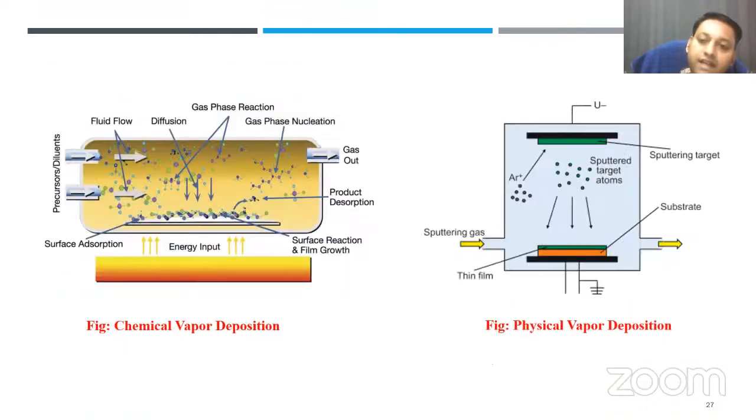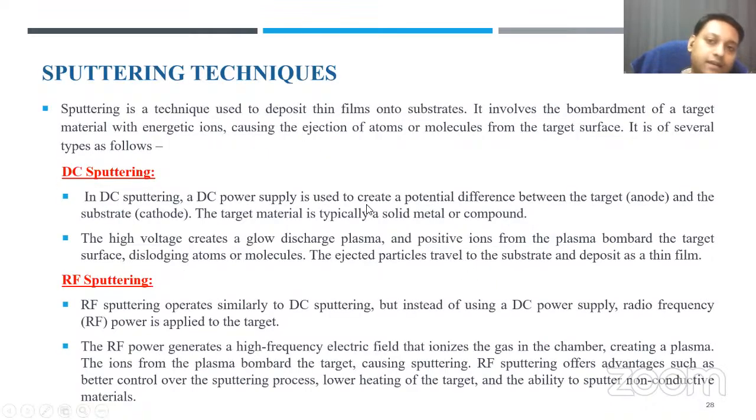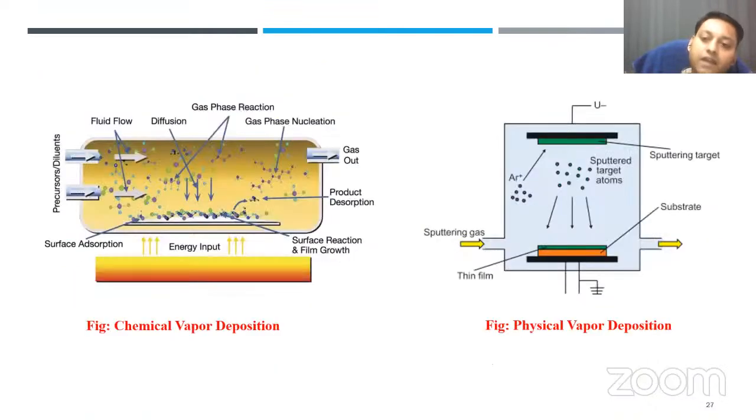Now this particular technique is also called the sputtering technique. This sputtering technique can be further divided into multiple techniques: the DC sputtering technique, RF sputtering technique, magnetron sputtering technique, and the reactive sputtering technique. In the case of the DC sputtering technique, we apply a DC potential across this.